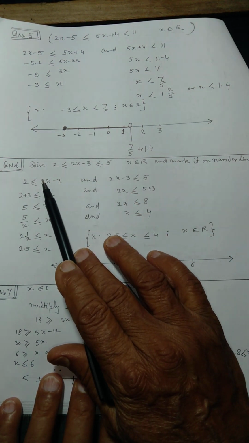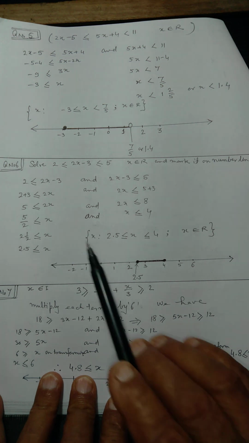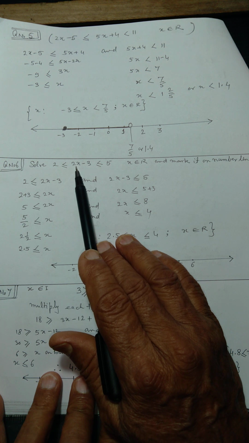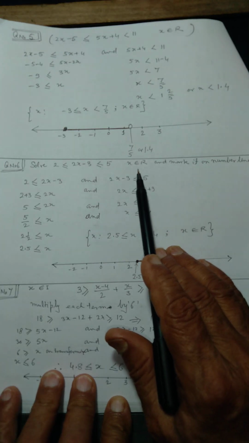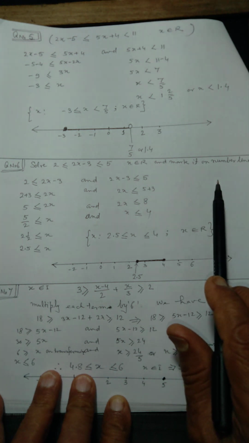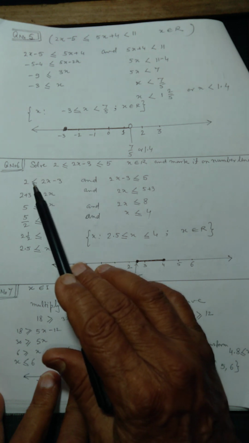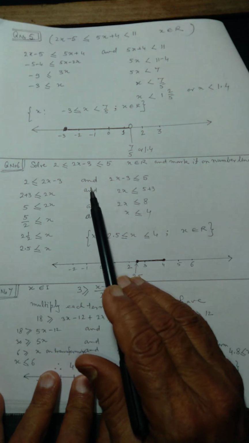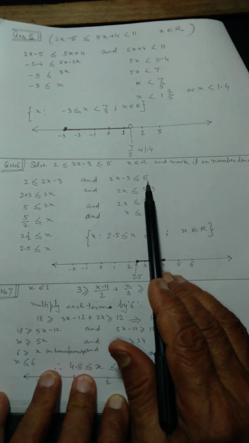Now proceed to question number 6. Solve 2 less than or equal to 2x minus 3 less than or equal to 5, where x belongs to real, and mark it on the number line. I have split this inequation in two parts. In the first part you see 2 less than or equal to 2x minus 3, and the second part 2x minus 3 less than or equal to 5.